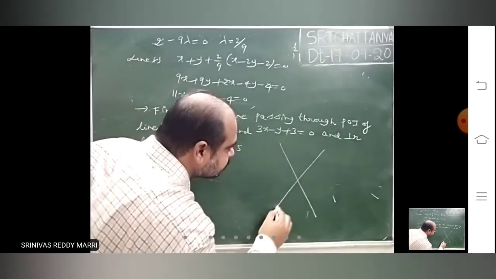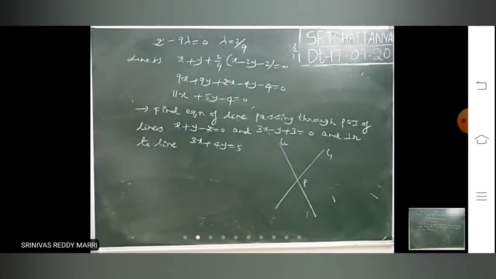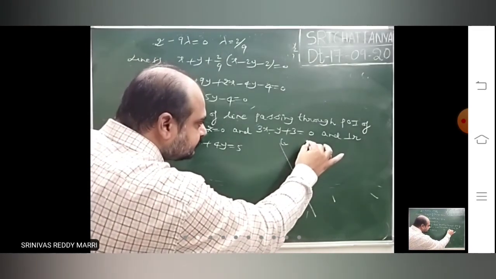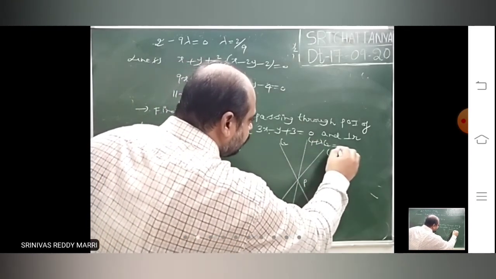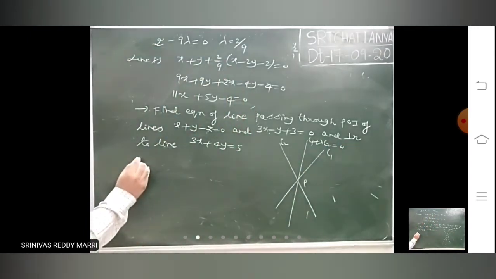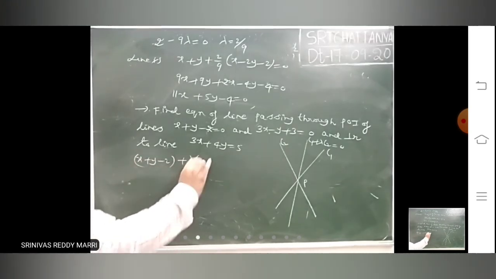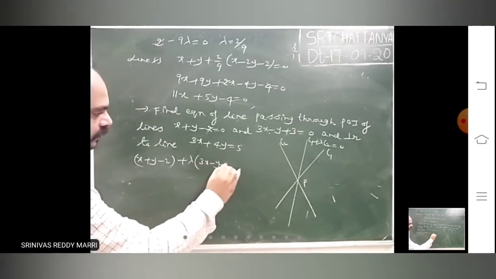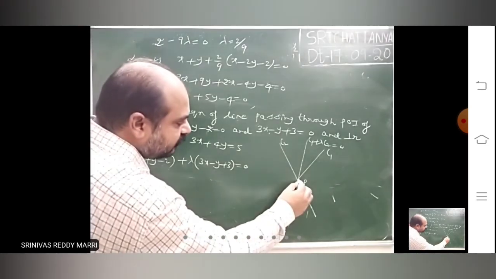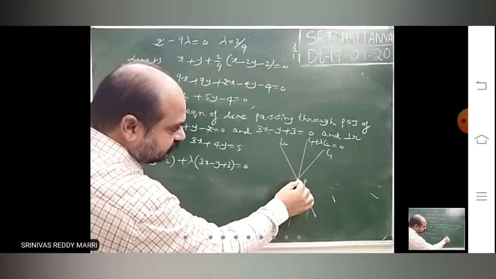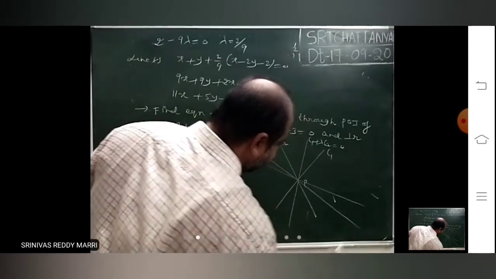So there are two lines, given lines L1, L2. Let us say they will intersect at P. So you want a line passing through point of intersection of these both. That means you take that line in the form L1 plus lambda L2 equal to 0. So our required line is this. So these are the family of lines passing through, no need to solve also. There will be number of lines like that.